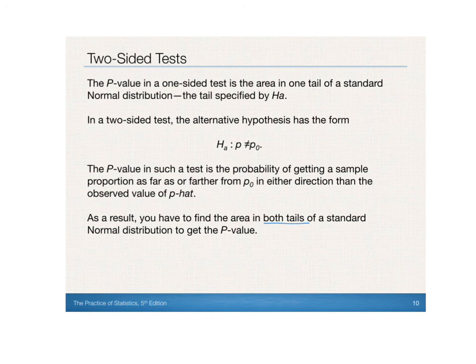Luckily, normal curves are symmetric, so the area on one side of the test will be equal to the area on the other, and you can simply double it. If you're using your calculator, it'll take this into account for you.